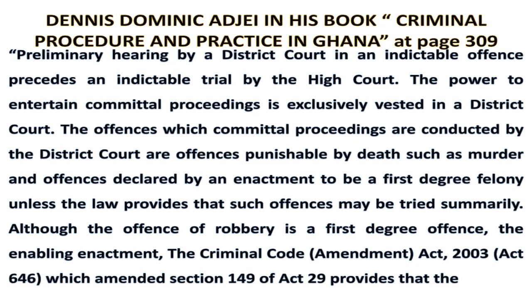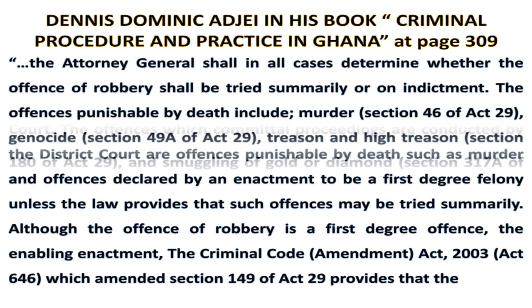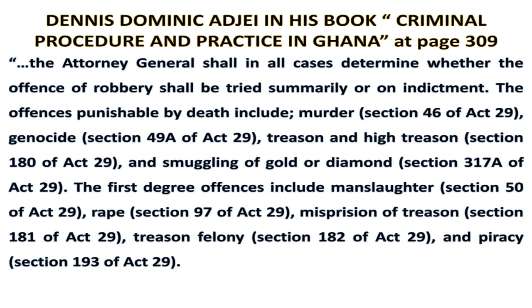The offenses in which committal proceedings are conducted by the district courts are offenses punishable by death, such as murder, and offenses declared by an enactment to be a first-degree felony, unless the law provides that such offenses may be tried summarily. Although the offense of robbery is a first-degree offense, the Criminal Code Amendment Act of 2003, Act 646, which amended Section 149 of Act 29, provides that the Attorney General shall in all cases determine whether the offense of robbery shall be tried summarily or on indictment.